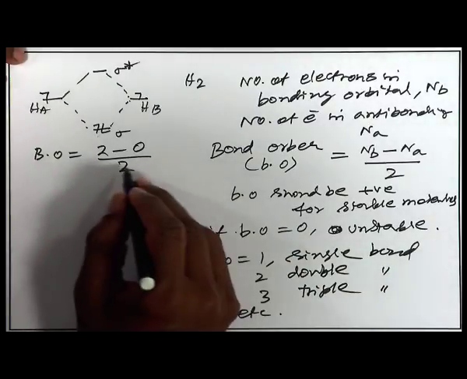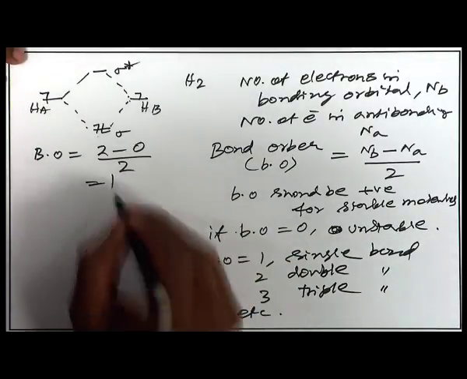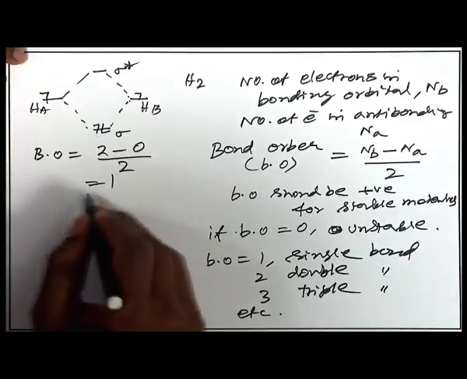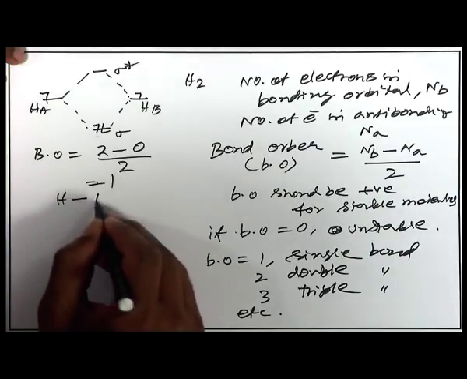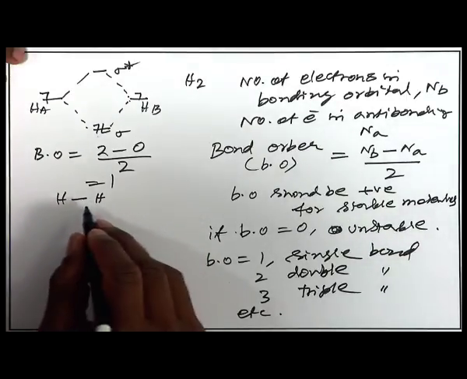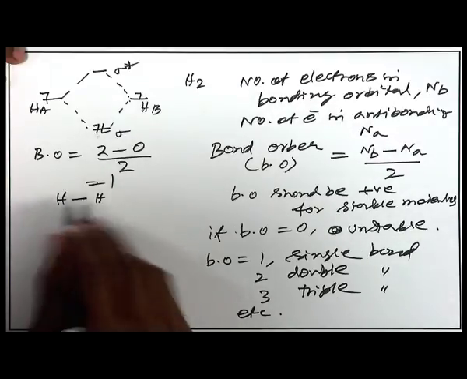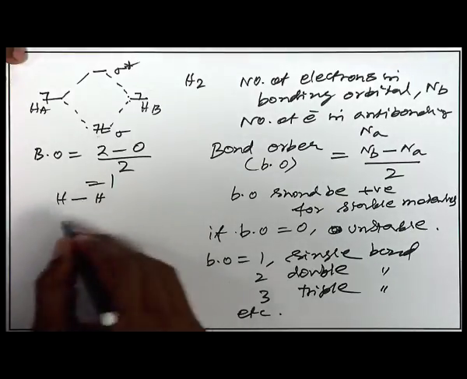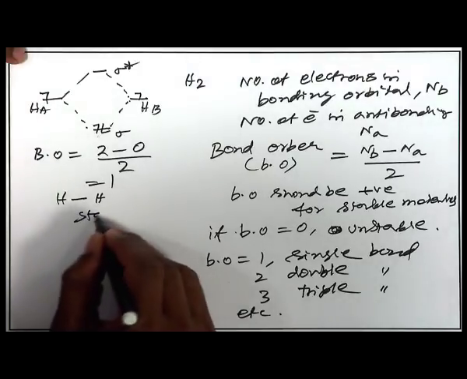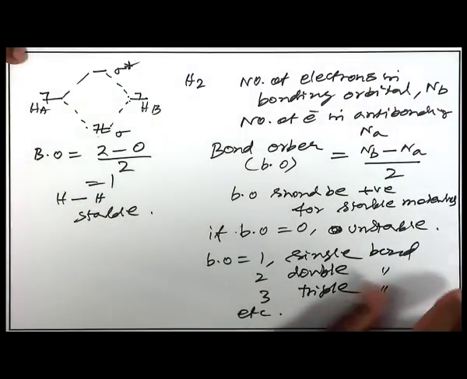So, bond order is equal to 1. So, the bond order for H2 is 1. That is why there is a single bond present between the two hydrogen atoms. So, bond order is 1, the molecule is stable.